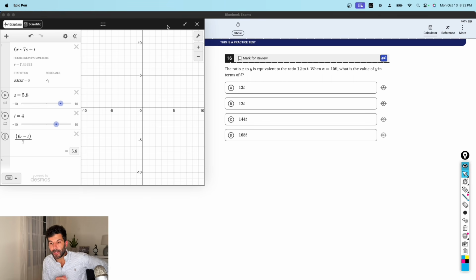Question number 16. The ratio x to y is equivalent to the ratio 12 to t. When x equals 156, what is the value of y in terms of t? So here we have our ratio of x to y, and we have it equivalent to 12 over t. When x is equal to 156, what's the value of y in terms of t?